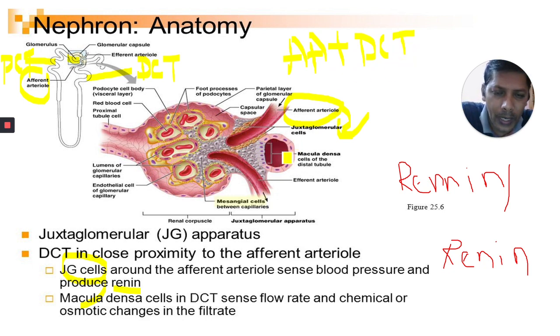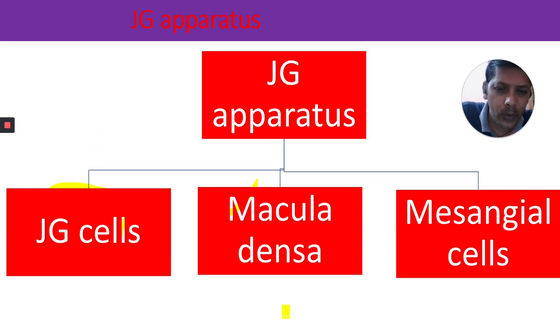And here there are crowded cuboidal cells of the distal convoluted tubule, and these are very closely packed cells. These are called macula densa. That is one of the parts here, macula densa. It is a part of the DCT. These are modified cuboidal cells. Cuboidal cells are modified into macula densa.